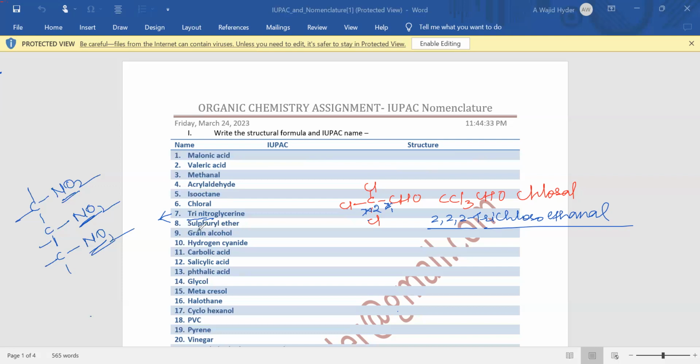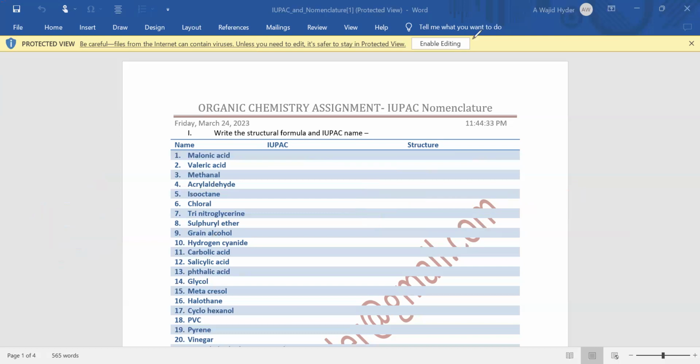Then, sulfuric ether. There is no method to write these names in IUPAC, and common names you can't derive. Means you should mug up all these things, then only we can write. Sulfuric ether: see what ether is. This is ether, C2H5OC2H5. But what you have written is sulfuric ether, so instead of O, it will be S. This is ether, and this one is sulfuric ether.